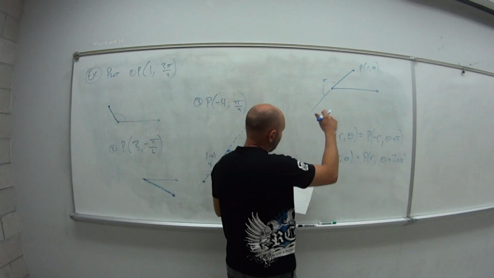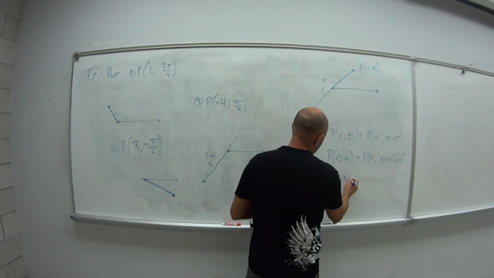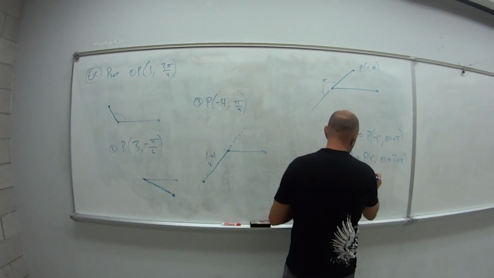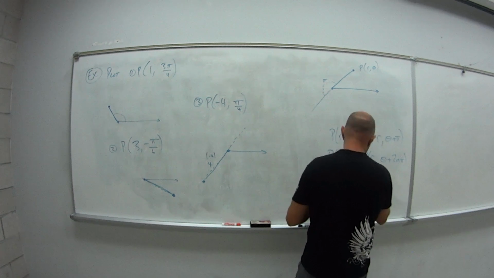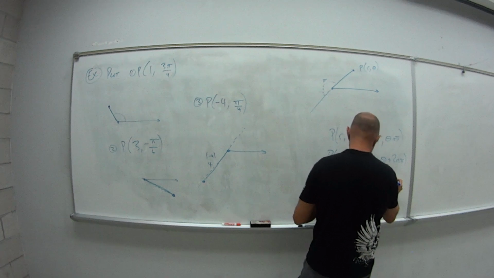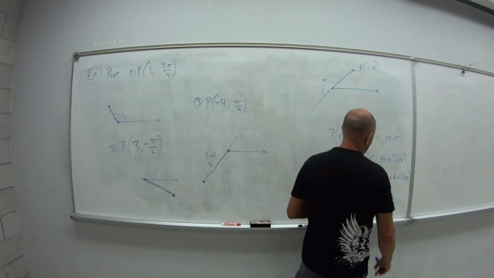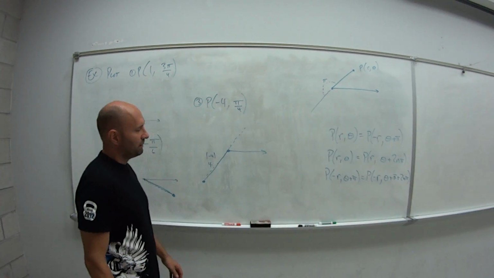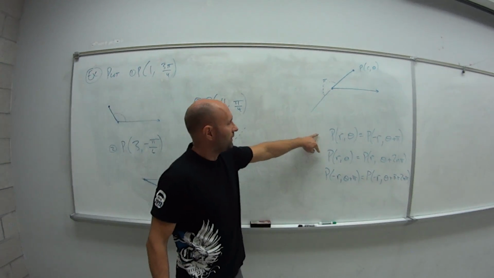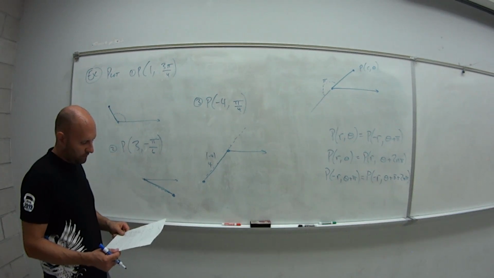We can also have that P negative r, theta plus pi is the same as P negative r, and then theta plus pi plus 2n times pi. Kind of a big mess. Again, I would focus more on these first two. But the third one is another way in which we can represent this.